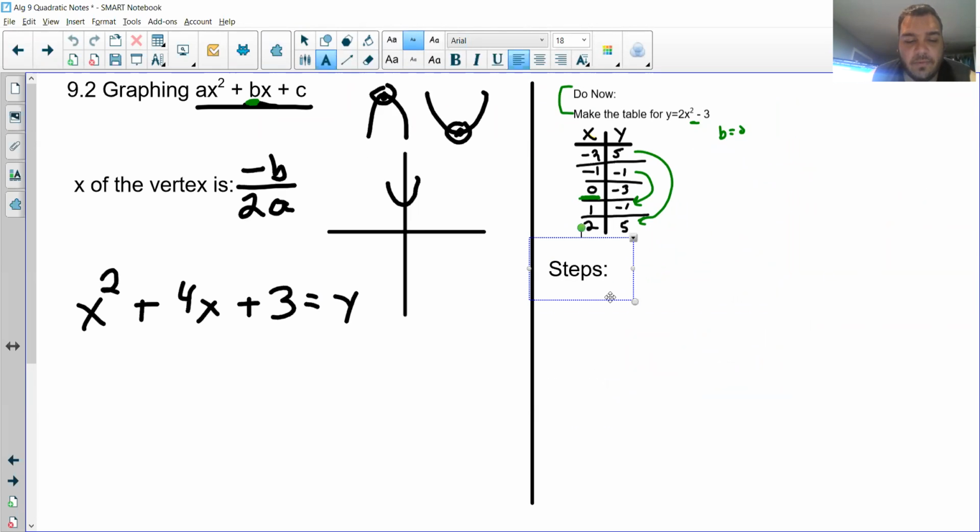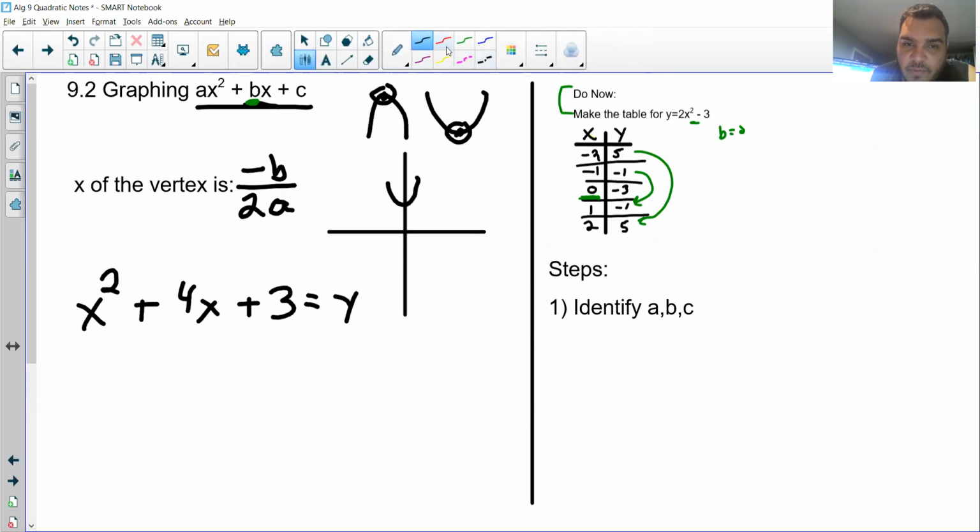So if I were to say steps, your first step would be just identify A, B, and C. You always want to know what your A, B, and C is in order to do it. Now the A, B, and C should feel familiar because it's the same A, B, and C from the quadratics of the last chapter. So A is 1. There's nothing in front of it, so we assume it's a 1. B is 4. And C is not C, but 3.